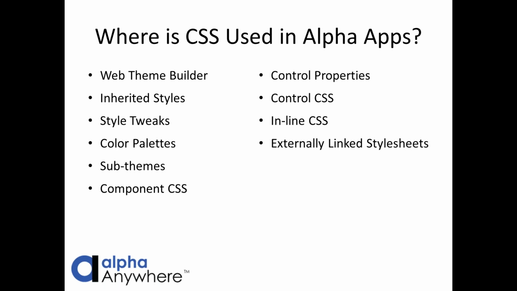CSS is also used in component CSS, which is a property in your components where you can define classes. And classes are CSS rules that you can then assign to your controls, in your control properties and the class settings. Or in your controls, you can inline CSS with those properties directly. And you can also externally link style sheets into your application through a variety of ways, both within the component itself individually, and we also have a way to link style sheets in globally across your entire application.